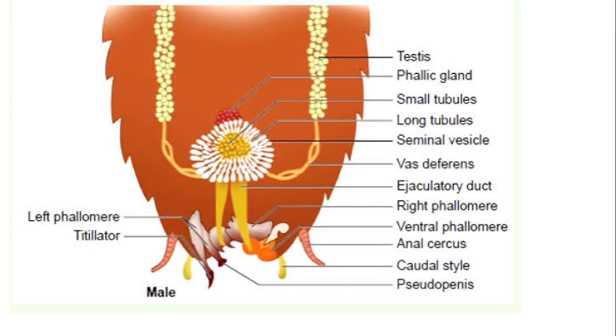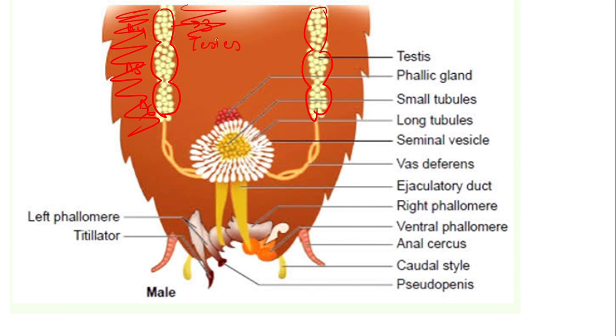See here, you have 1, 2, 3. How many lobes are present? 3 lobes. Here also 1, 2, 3. These 3 lobes are nothing but the lobes of the testes, present in the A4, A5, A6 segments. And surrounding these testes, what is present? Fat bodies are present.